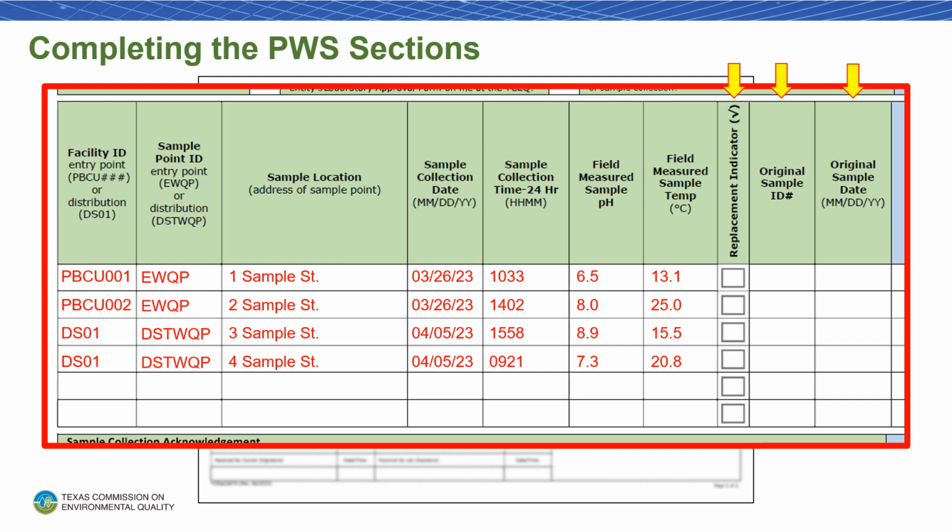You should only complete the last three columns for replacement samples. If a sample is a replacement sample, check the replacement indicator box. Fill in the sample point ID assigned to the sample needing replacement and the date that the original sample was taken.